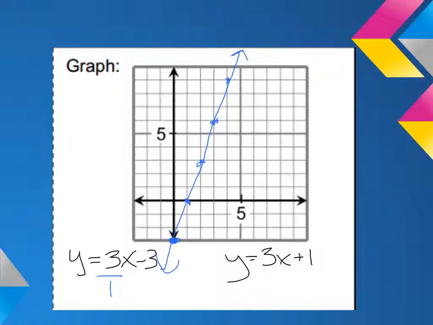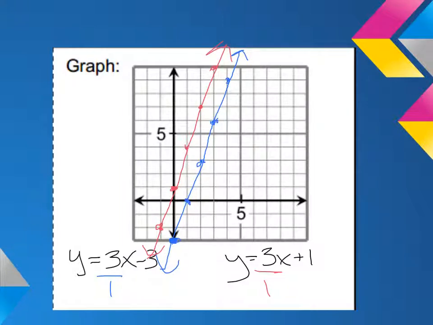The next equation was y equals 3x plus 1. We're going to start at positive 1 on the y-axis, and we're going to have our slope. Our slope is 3 over 1. We make it a fraction. So we rise 3, run 1, or we can go down 3, left 1, and we're going to draw our line.